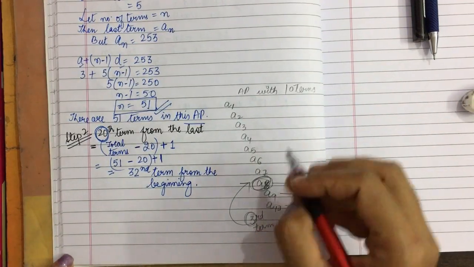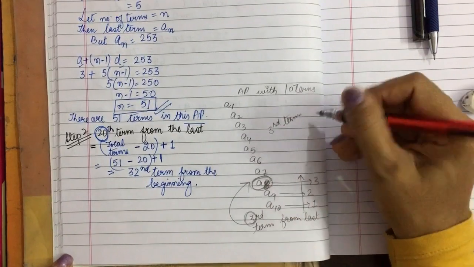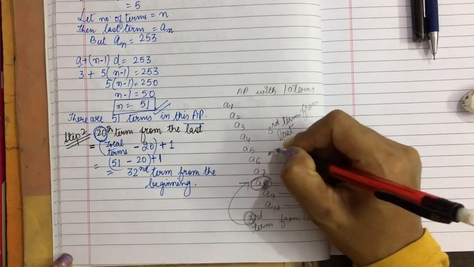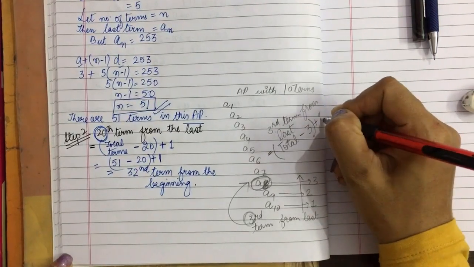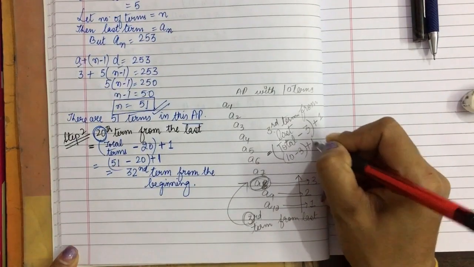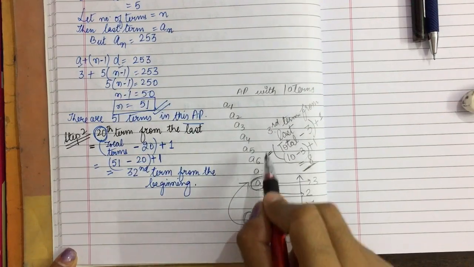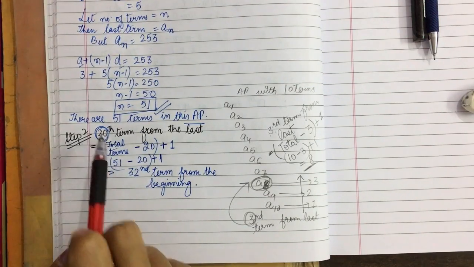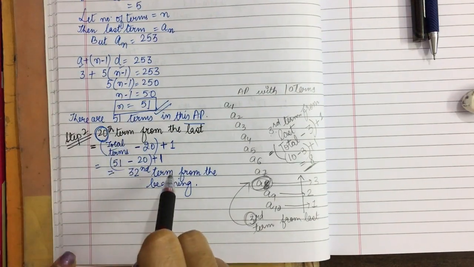So you can observe that third term from last is actually equal to total minus this value plus 1. So the total here is 10 minus 3 plus 1, it is 8, and this is what I have. From the beginning it is 8th, and from the last it is 3rd. This is what I have done here. Total terms minus 20 plus 1 will tell you the position of the term we want from the beginning.